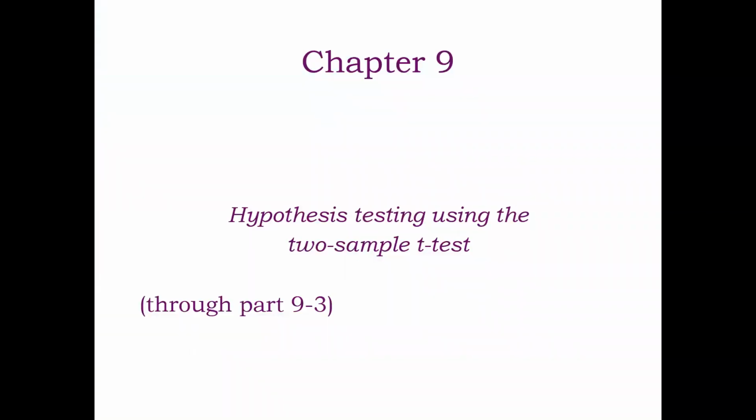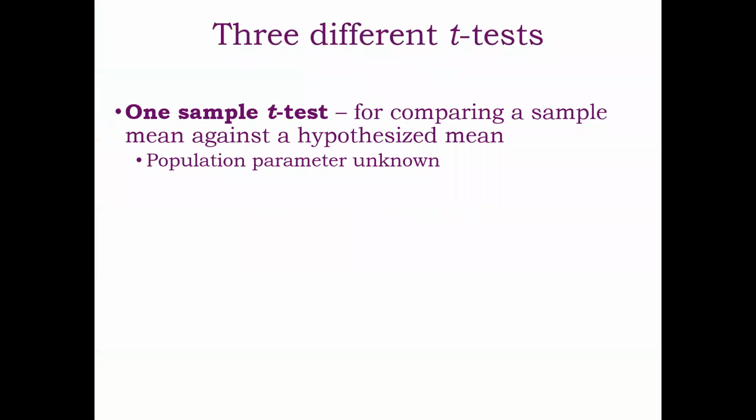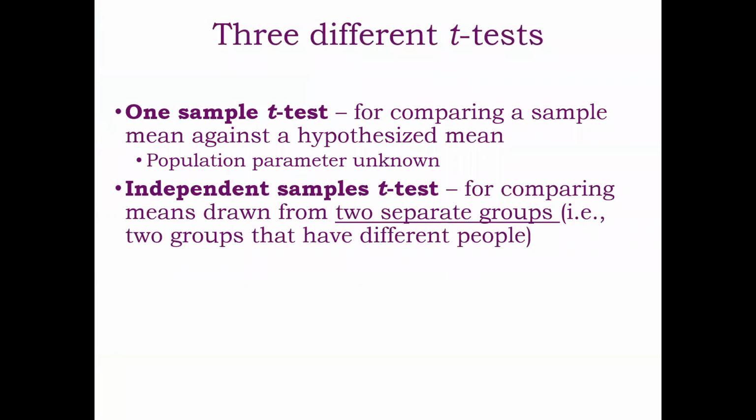In my current textbook, it's chapter 9 through part 9.3. This chapter covers both paired and independent samples tests, but I split them up into separate weeks or units topics, right? So there are three different t-tests we're going to talk about. We've talked about the one sample t-test, right? And that's just like a z-test, except for when we don't know the population parameter.